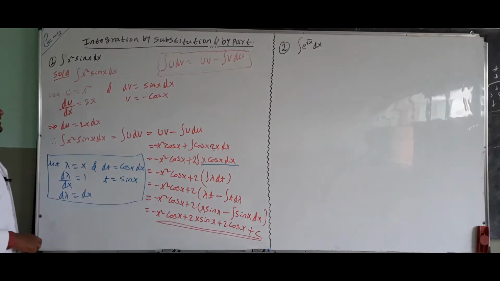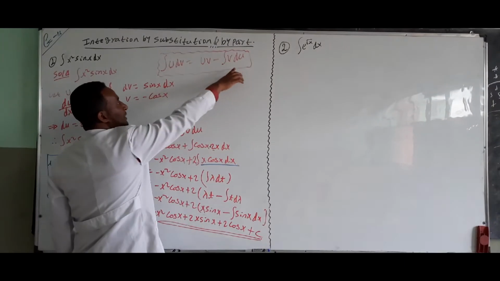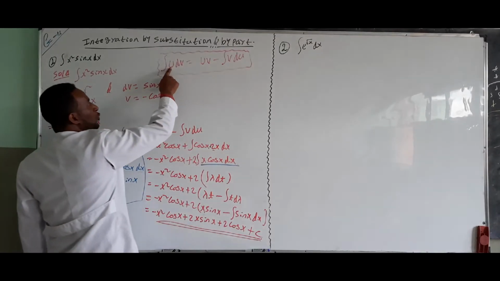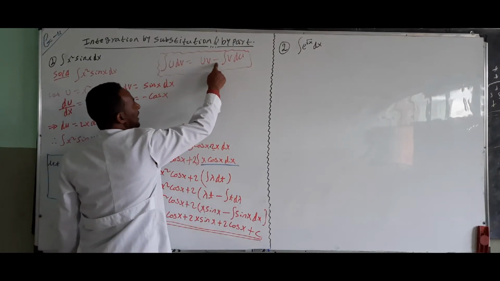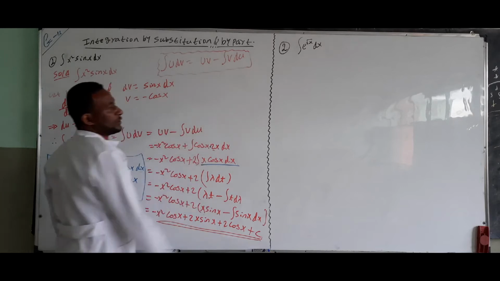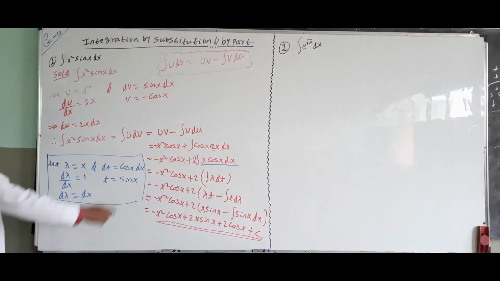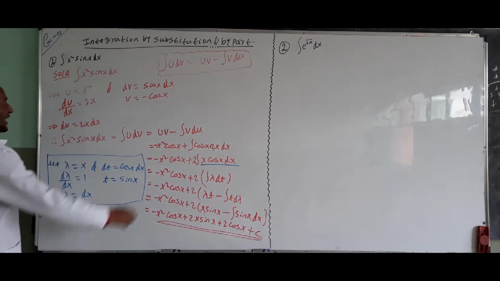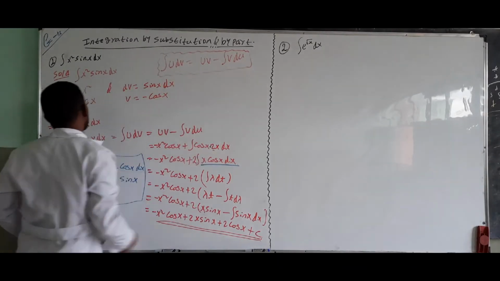Integration by parts. The formula for integration by parts is this one. Integration of u dv is equal to uv minus integration of v du.